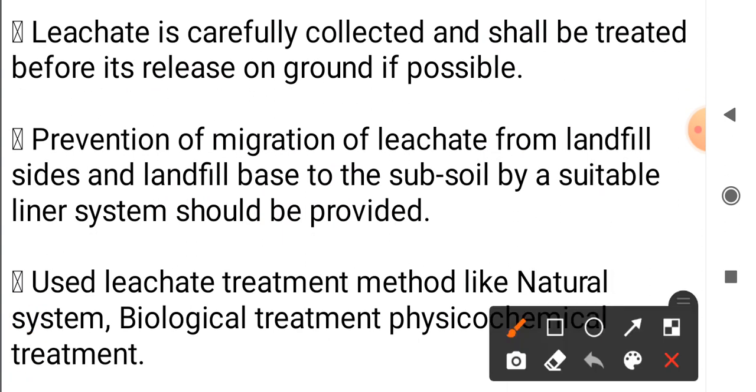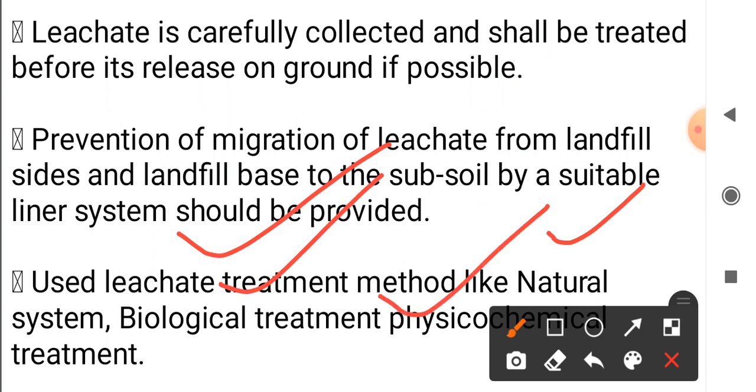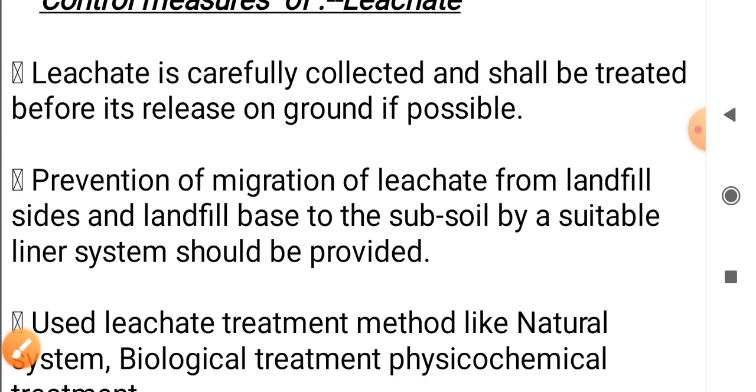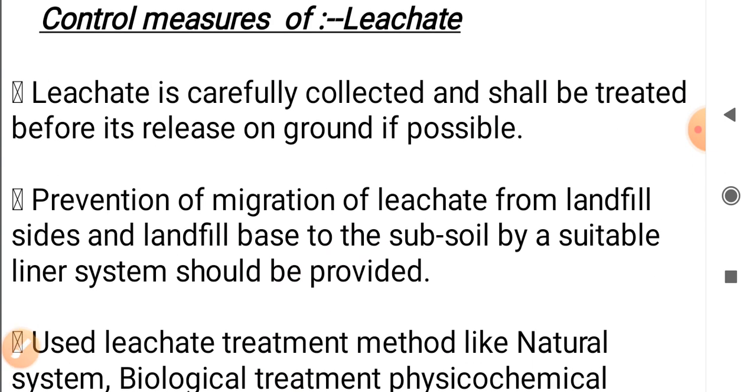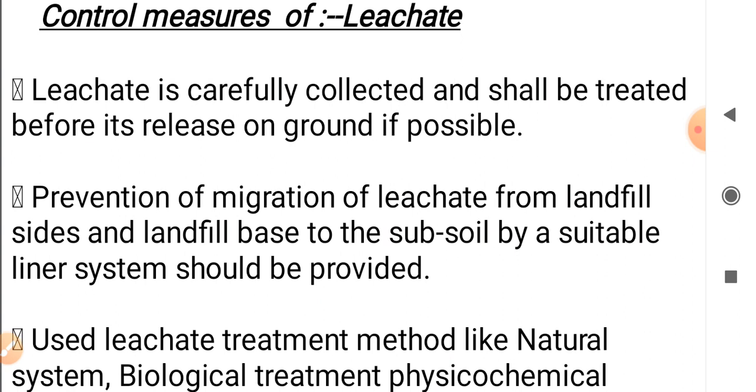Next, use leachate treatment methods. There are different methods: natural systems, biological treatment, and physicochemical treatment. These are the methods used to treat leachate. So use the suitable method according to the situation to treat the leachate. So these are the control points or measures of leachate.